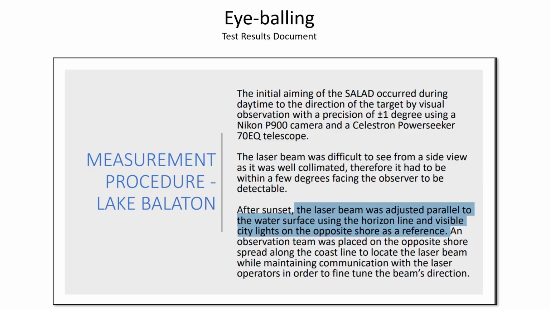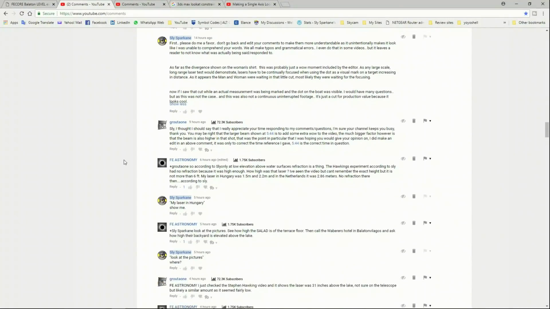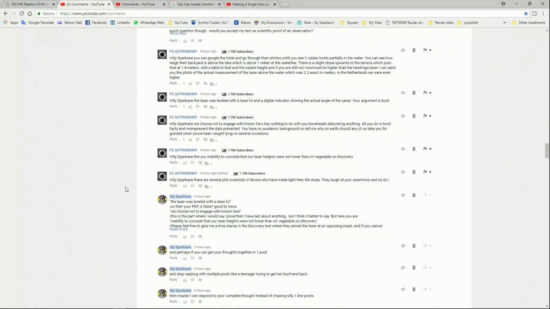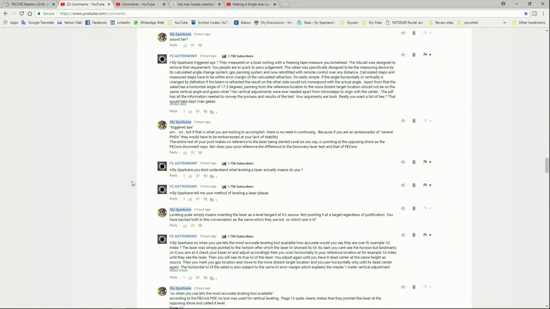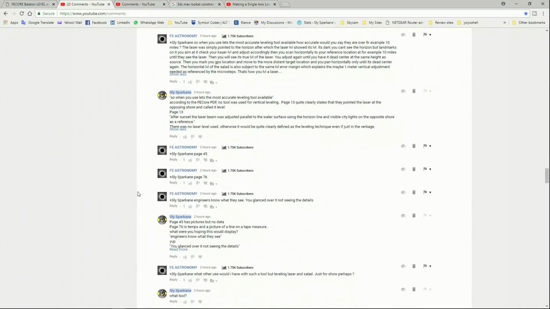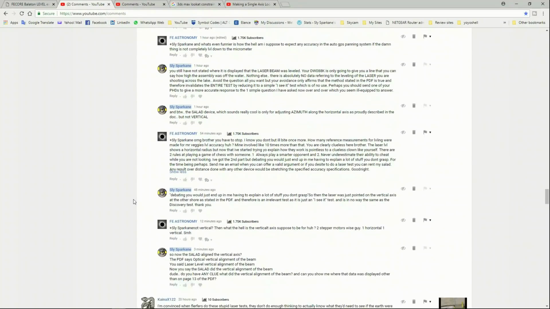Leveling the laser was such a priority to the FECore crew that of the 20 times the word level was used in the results document, not one of them had anything to do with leveling the laser. Despite having a long comment section discussion about how well he claimed FECore did level the laser, later, Mike Cavanaugh stated that leveling the laser at its source was not important.